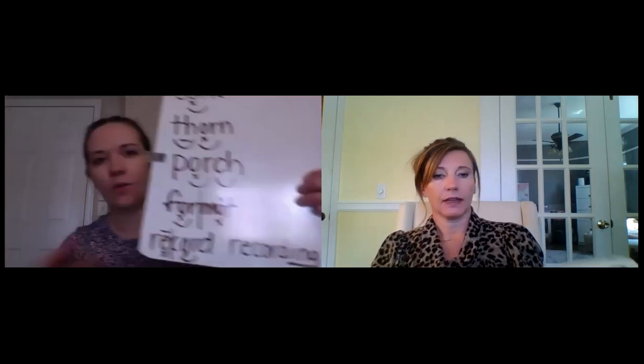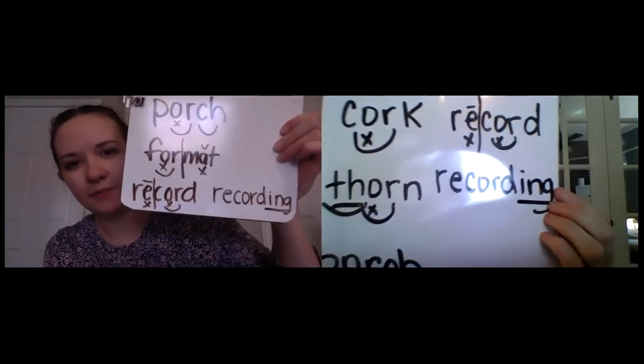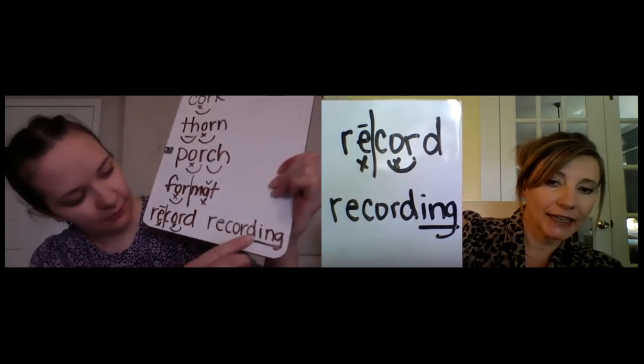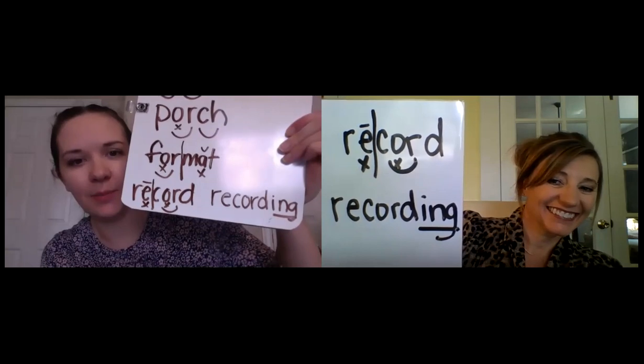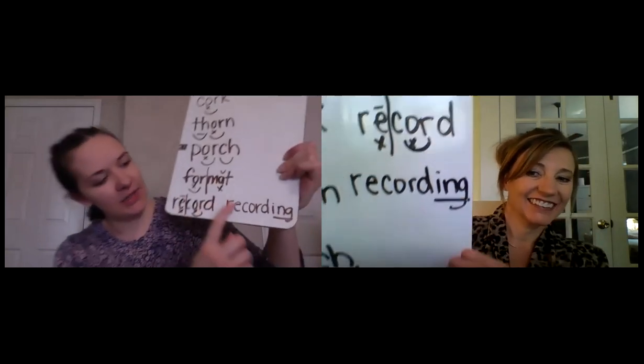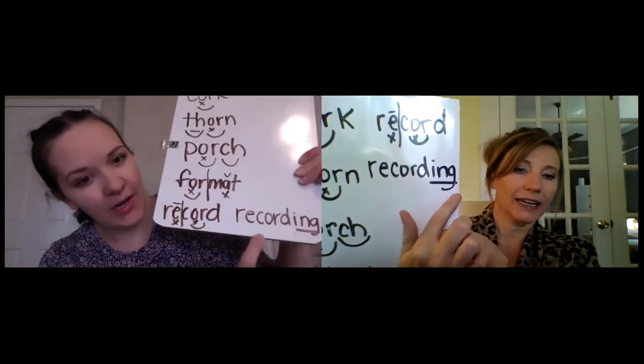What is our suffix that we added? ING. I had to do mine underneath, but that's okay. ING. Perfect. And what do we do to our suffix? Underline it. I think I almost underlined my D, so I'm going to erase that little piece. All right, let's point to it, read it twice. It says recording, recording. Great.